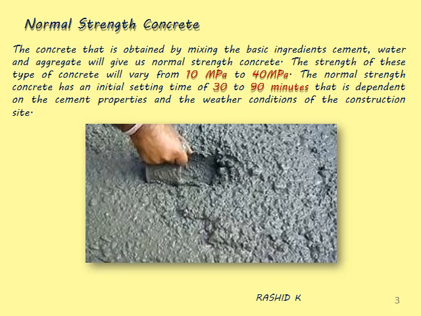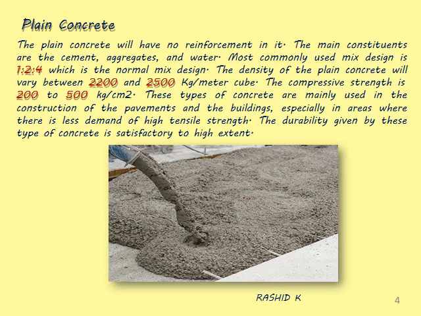And here the concrete is obtained by mixing the basic ingredients, which are the cement, water, and the aggregate, which will give us the normal strength concrete. The strength of this type of concrete will vary from 10 MPa to 40 MPa. Let's move now to the plain concrete.